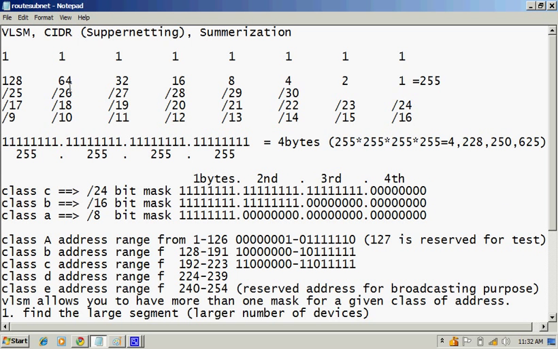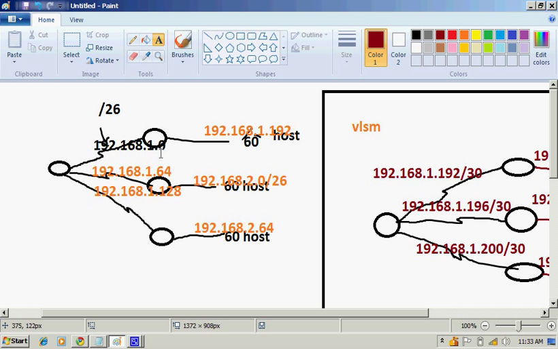The /26 has 64 addresses, but you can't use the broadcast and network addresses. The broadcast addresses are 63, 127, 191, and then 255. And what are the network addresses on /26? 0, 64, 128, 192. So for example, 192.168.1.0 is the network address, it represents the network. And 1.63 is the broadcast address.